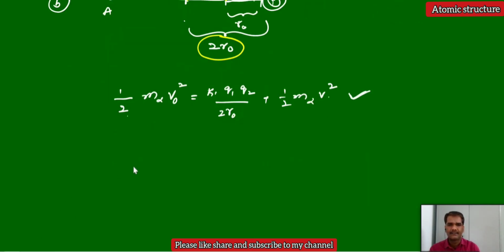Next, now see here. Our aim is to calculate this V value. (1/2) m alpha V naught square is equal to K into Q1 Q2, and this Q1 Q2 we can write.